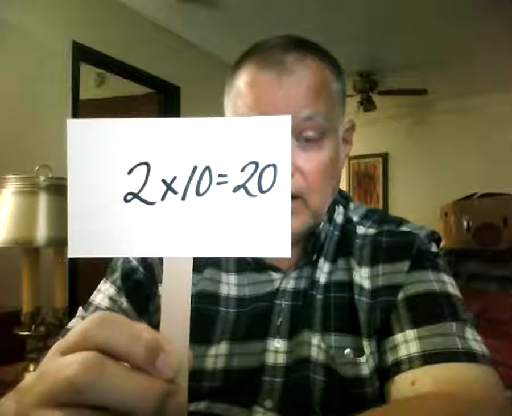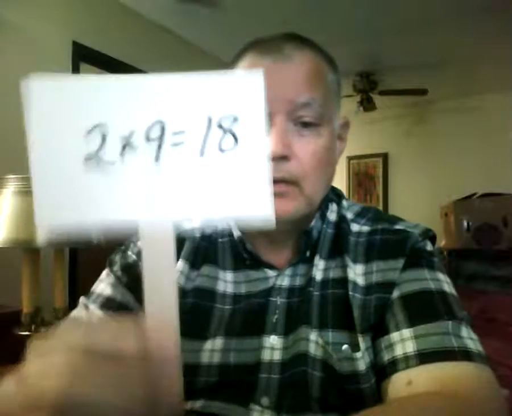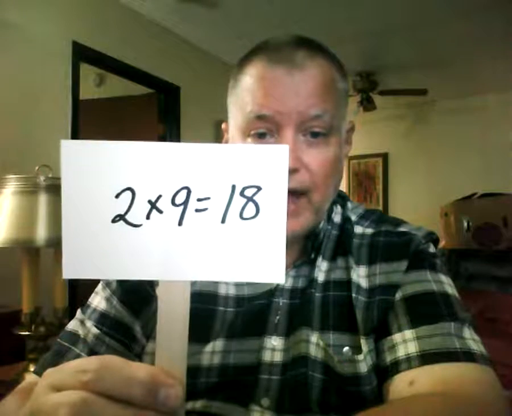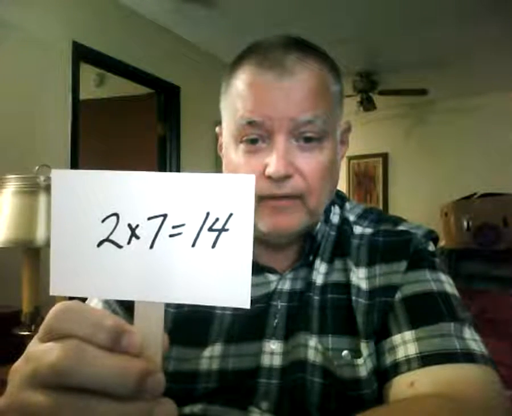2 times 10 is 20. 2 times 9 is 18. 2 times 7 is 14.